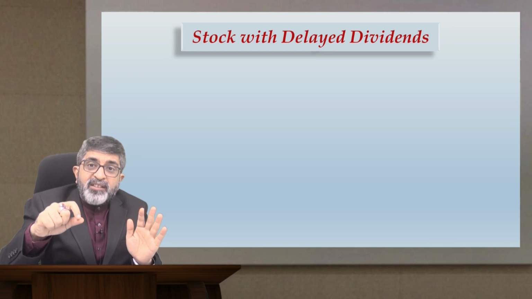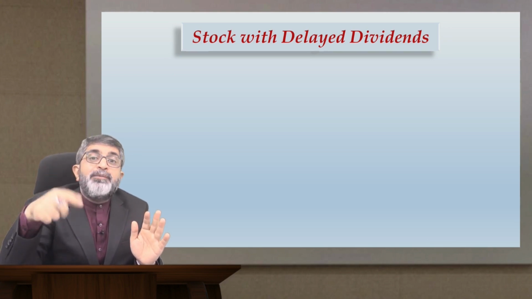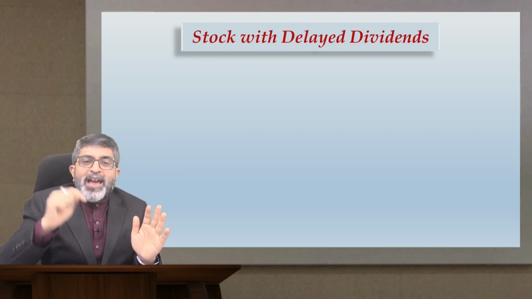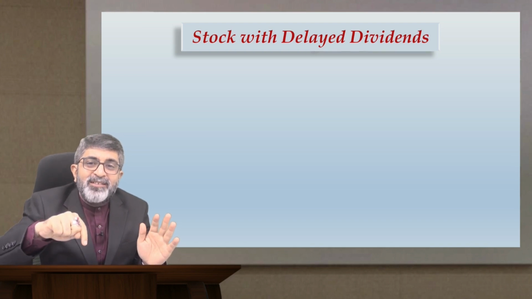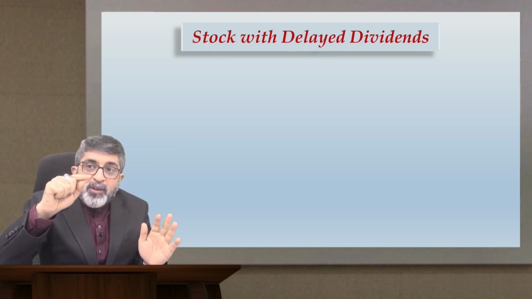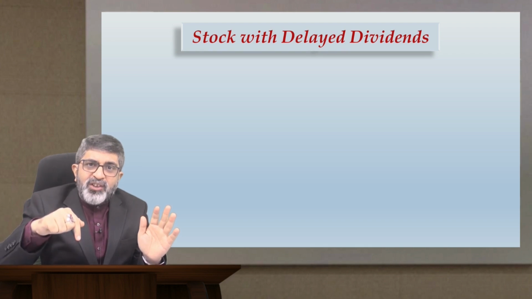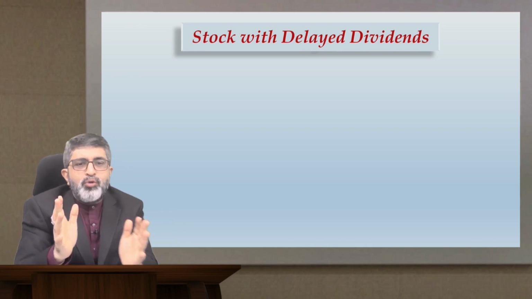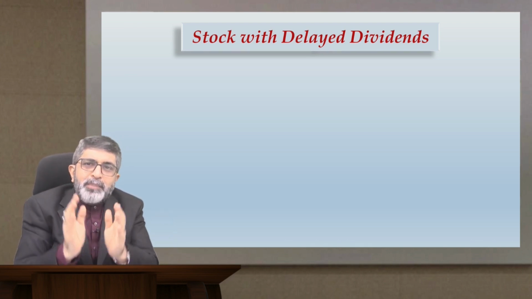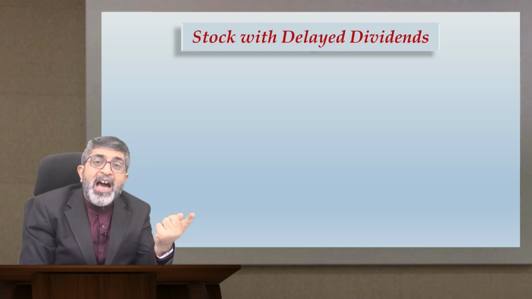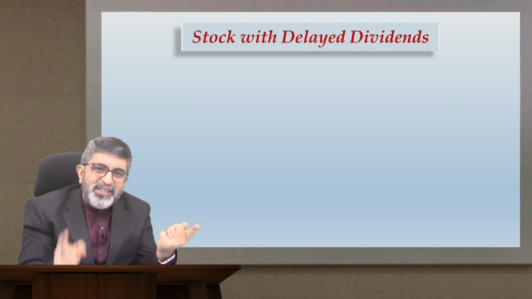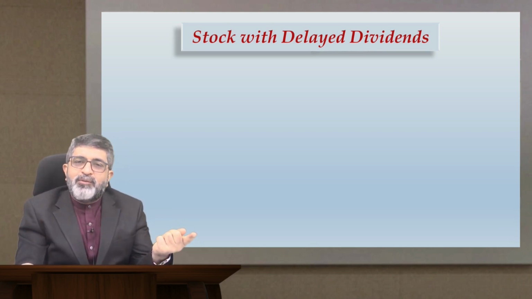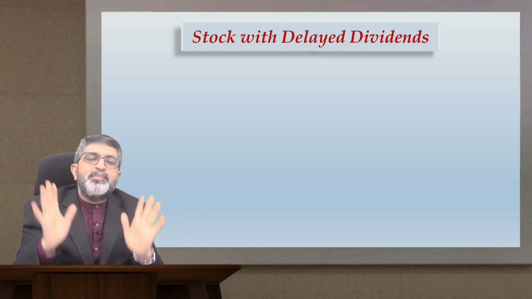If the first time dividend is paid in the 4th year, it is D4. But based on the D4 value, you cannot determine P0 directly, but you can compute P3. If P0 is D1 divided by K minus G, P3 will be D4 divided by K minus G. So you compute the P3 value. P3 will be the expected value of the share after 3 years, correct? Then you discount that value to the present value, and that becomes P0.